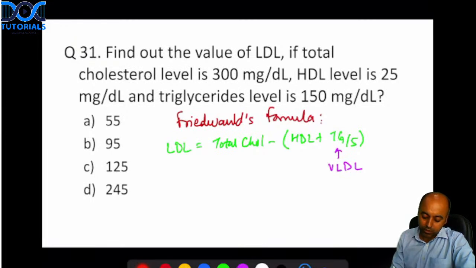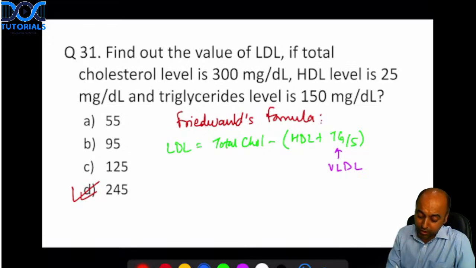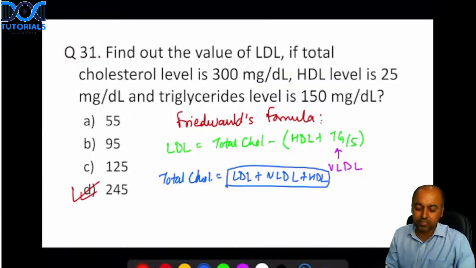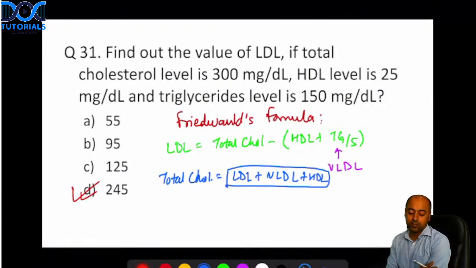So when you do the calculation, you find out the answer is 245. In other words, what you have to keep in mind is that total cholesterol is equal to LDL plus VLDL plus HDL. The amount of IDL is very limited. It is not used for the purpose of calculation. We only say that VLDL plus HDL plus LDL will give us the total cholesterol.